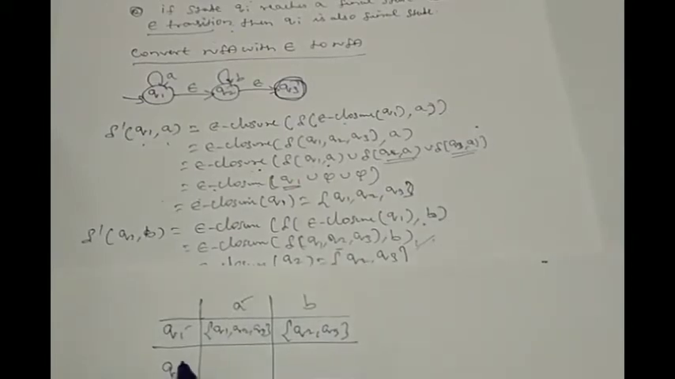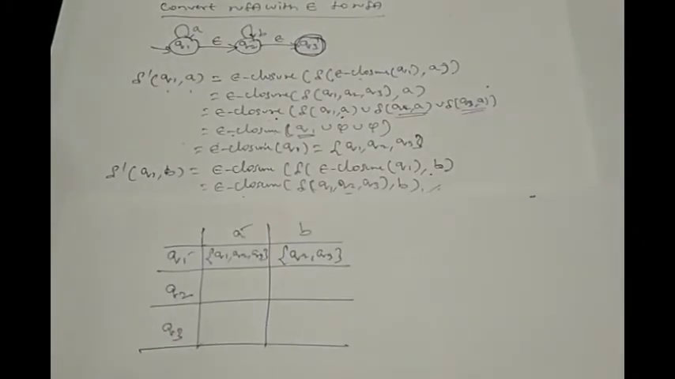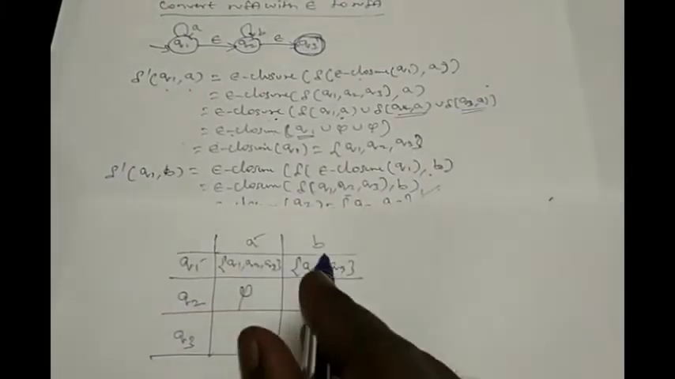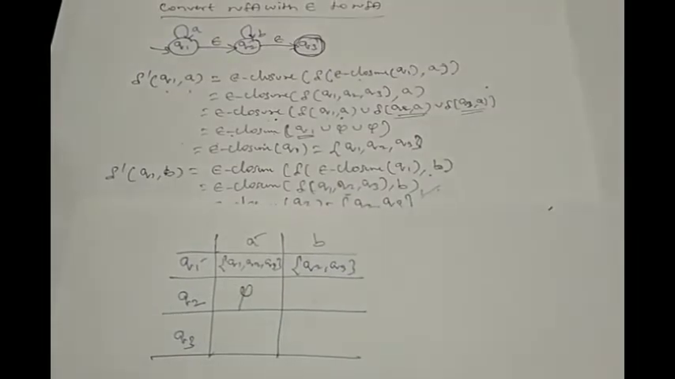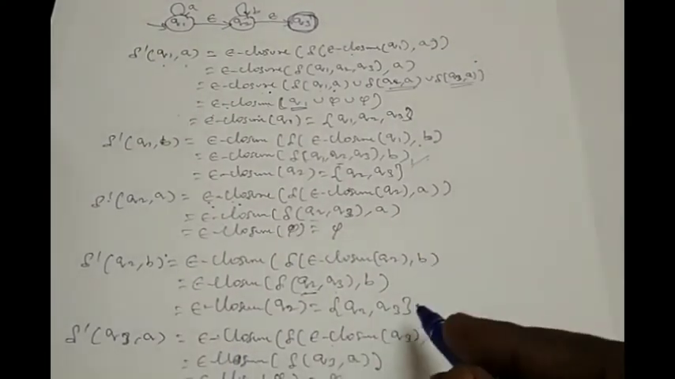Now the next is in Q2 if A is applied. In Q2 if A is applied, where does it go? So now I just go to Q2 here. In Q2 if A is applied, it goes to phi. So I just write phi here. Okay. And next, when in Q2 I apply B, where does it go? In Q2 if I apply B, it goes to Q2 comma Q3.